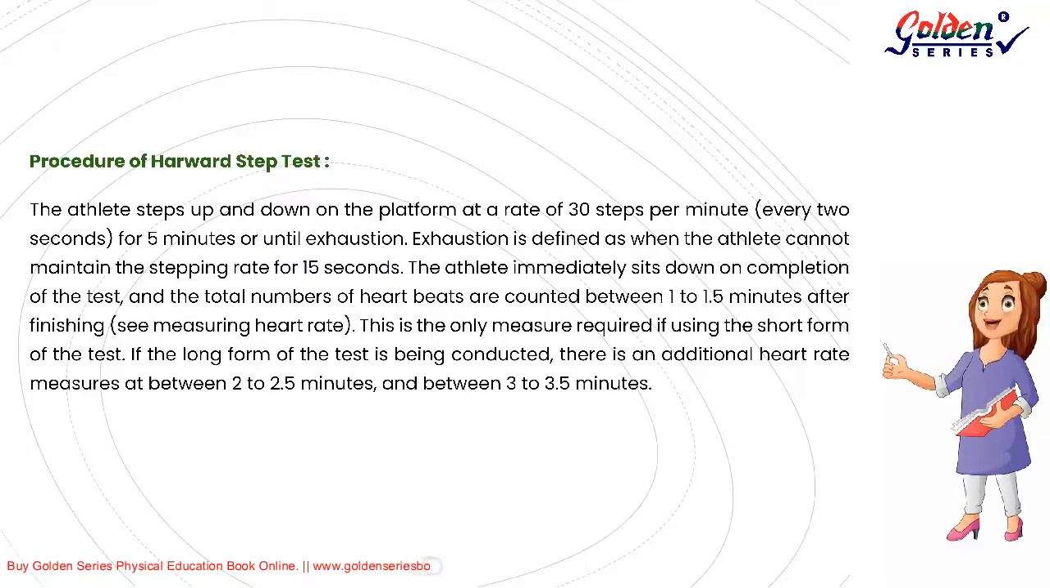The athlete immediately sits down on completion of the test, and the total numbers of heartbeats are counted between 1 to 1.5 minutes after finishing. See measuring heart rate. This is the only measure required if using the short form of the test. If the long form of the test is being conducted, there is an additional heart rate measures at between 2 to 2.5 minutes and between 3 to 3.5 minutes.